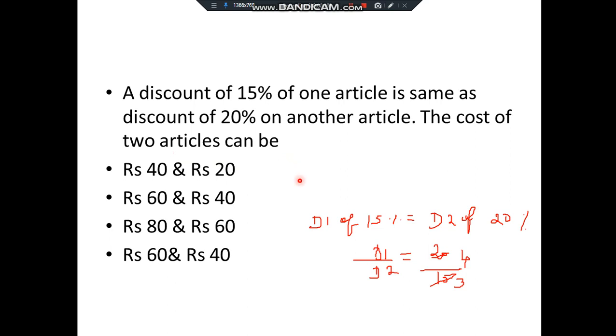So see, a discount of 15% is equal to a discount of 20%, right? So find d1 by d2. You'll get 20 by 15, and on cancelling you get 4 by 3. So if your discount percentage is like this, then obviously your cost will also be like this, right? 4 by 3. So check with the option which suits 4 by 3. So it is rupees 80 and rupees 60. On cancelling you get 4 by 3. Okay, so option 80 and 60 is the right answer.